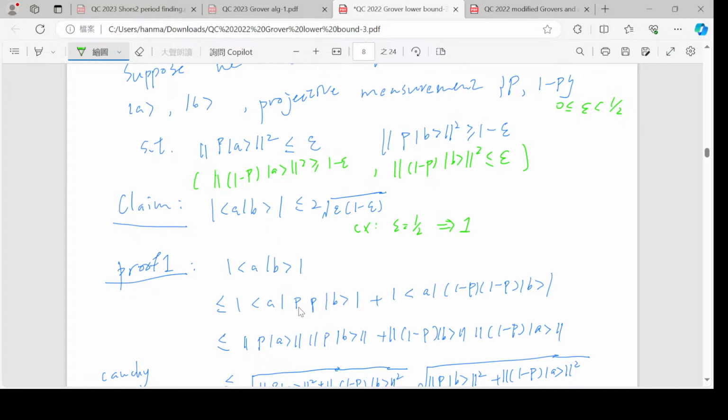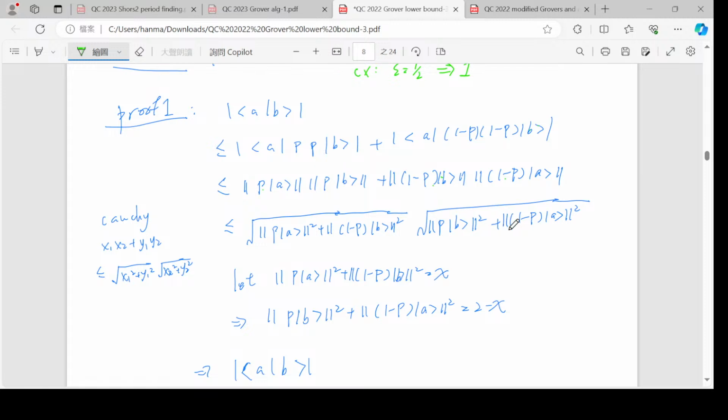Now this norm of A P P B we can think of as the inner product of A P and the inner product of P B. So you have the norm of P on A and the norm of P on B, because the norm of the bra is the same as the norm of the ket. And similarly here you have the norm of 1 minus P on B and 1 minus P on A. And we change the order a little bit here because we know what we are going to do in the next step.